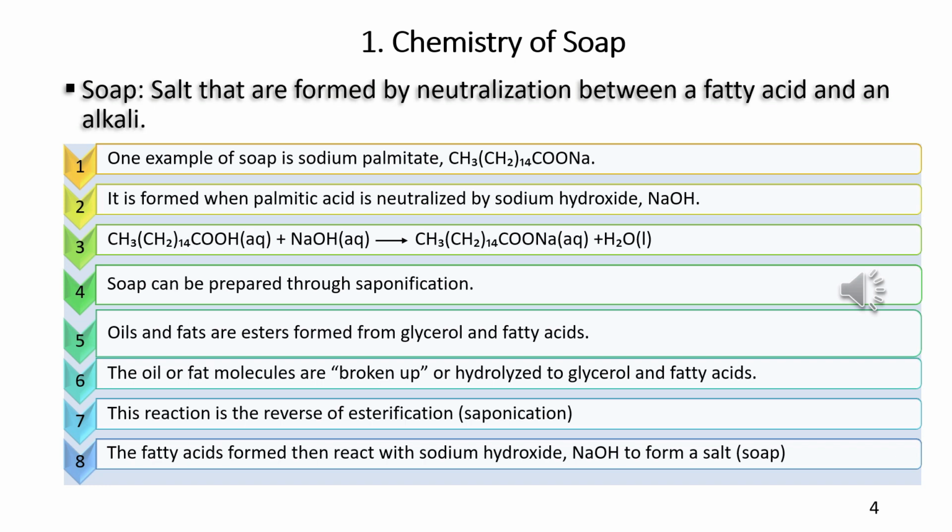Number 4 is soap can be prepared through saponification. So you have studied that soap can also be prepared by the process of saponification. And what is the saponification process? Saponification is a process by which triglycerides are reacted with sodium or potassium hydroxide to produce glycerol and a fatty acid salt that is called soap.